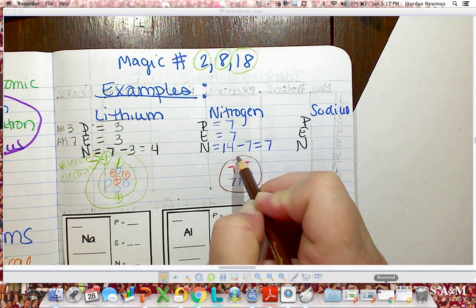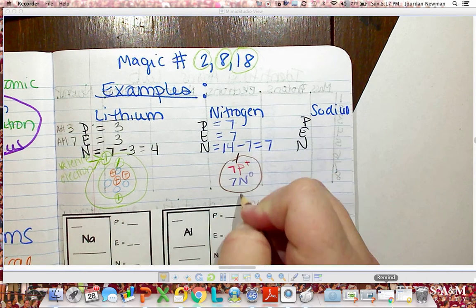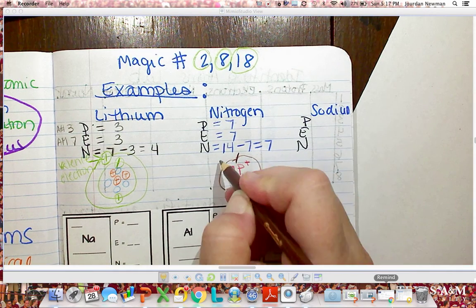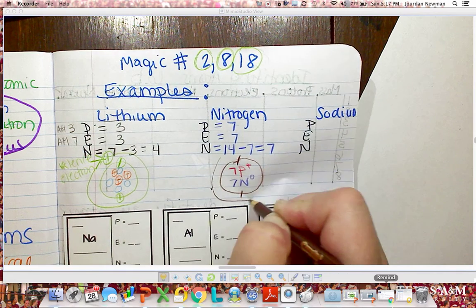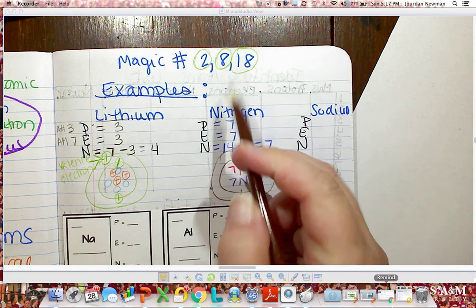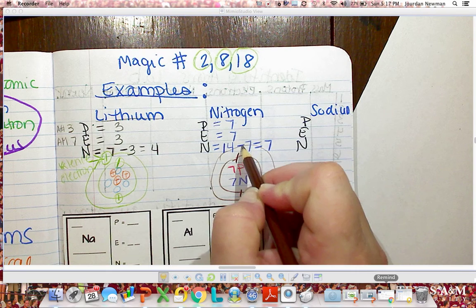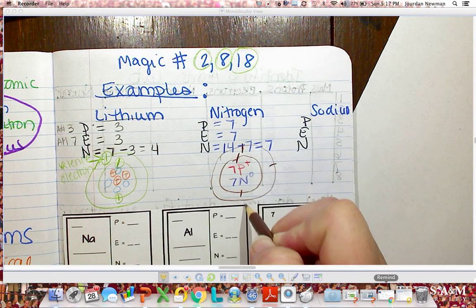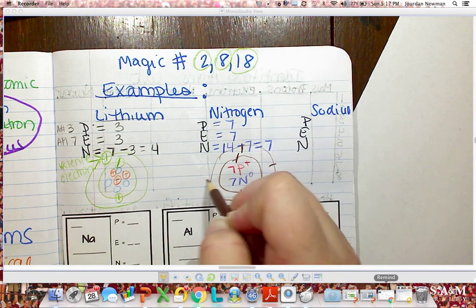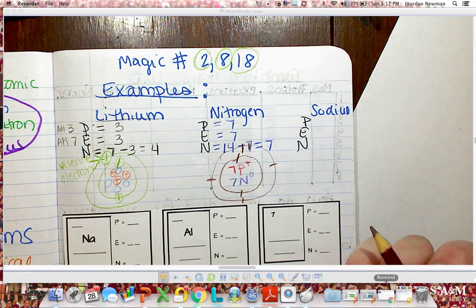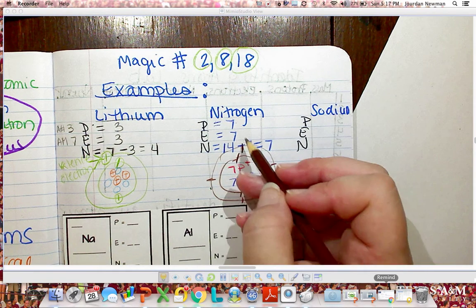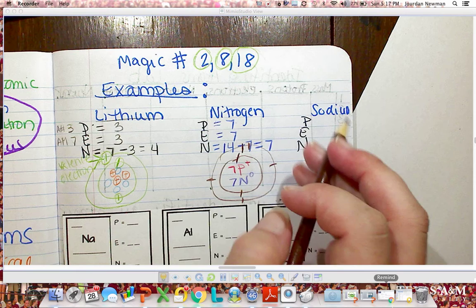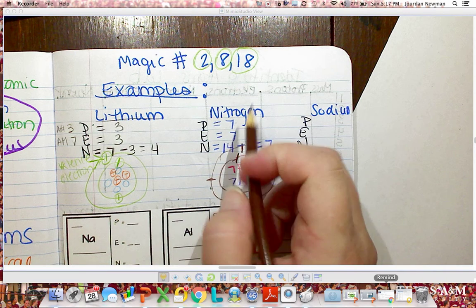Okay. And I have 7 electrons to put out there. But remember, my magic number, I can only put 2 on the first one. So I'm just going to put 2 negative signs. Okay. Then that means I have 5 left over, and I can fit 8. So I should be able to fit 1, 2, 3, 4, 5 electrons there.